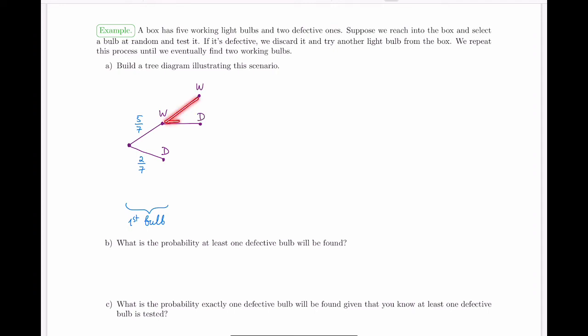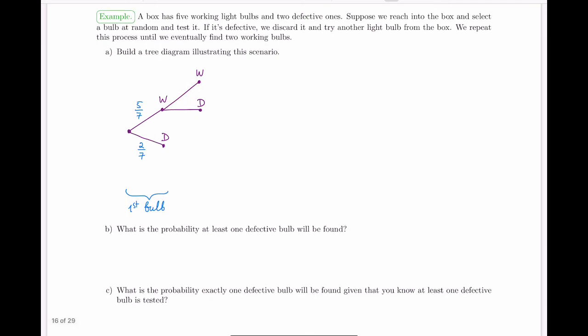What are my probabilities here now? Well, I still have some defective and some working light bulbs in the box. But now at this point, I no longer have 7 of them. I have 6 in total. And because my first scenario here corresponded to drawing a working light bulb, it means I now have 1 fewer working light bulb still available in the box. So here I'm going to have 4 out of 6 choices for a working light bulb and 2 out of 6 choices for a defective one.